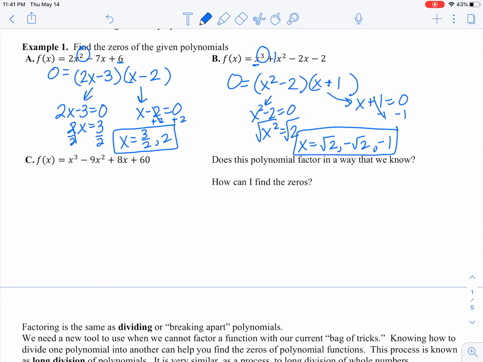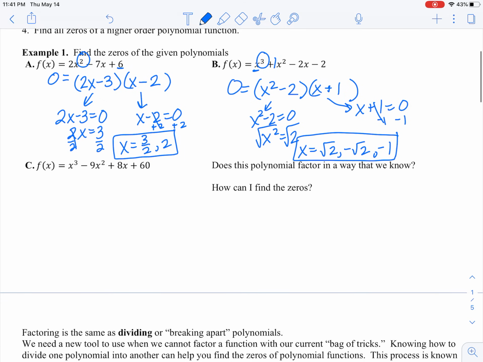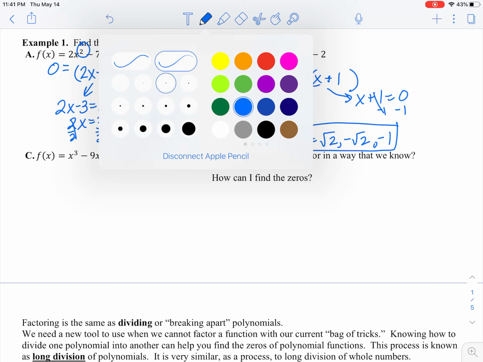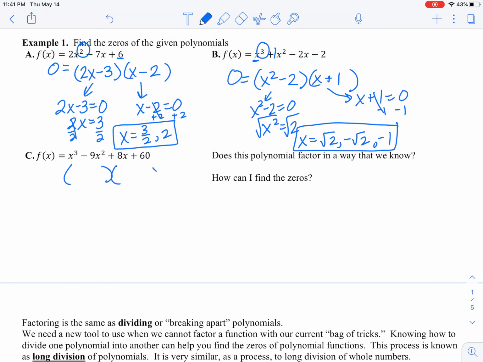In example C, we have a third degree polynomial just like we did in example B, and we have those 4 terms just like we did in example B. So let's try our strategy, our factoring technique that we did in example B, where we set up our parenthesis times parenthesis. And to get x to the third, we're going to put x squared and x. Our next term is minus 9x squared, so here's the x squared. It means we're going to have a minus 9 here. And then we needed a plus 8x, so here's the x. We're going to put plus 8.